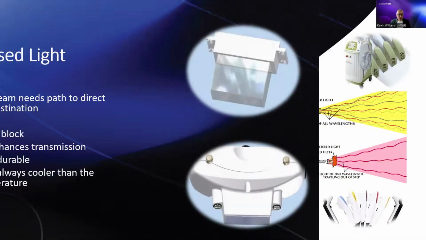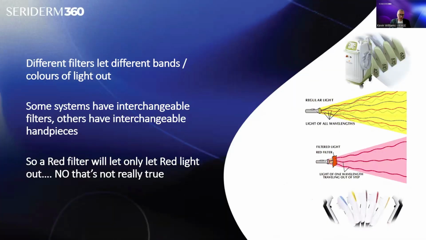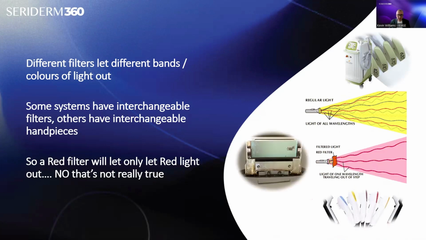Okay. So with an IPL, we use different filters to let different bands of light out. So we've got a filter in to let different bands of light out. Now, some companies have interchangeable filters. So you have filters like here, you can just put different filters in, and some are fixed filters, okay? So a red filter will only let red light out. That's not true, okay? They let bands of light out below the value, and we'll have a look at this in more detail. One of the things to be aware of is to make sure if you're using an interchangeable filter that the filter's not damaged.